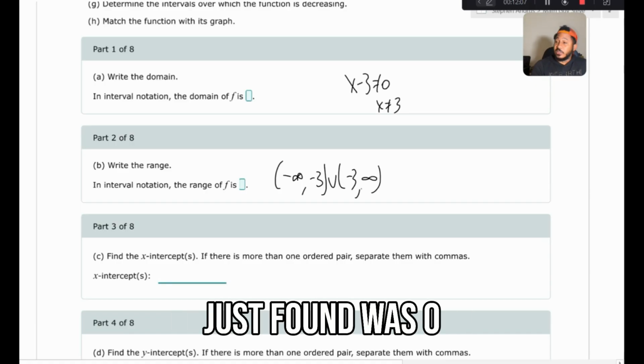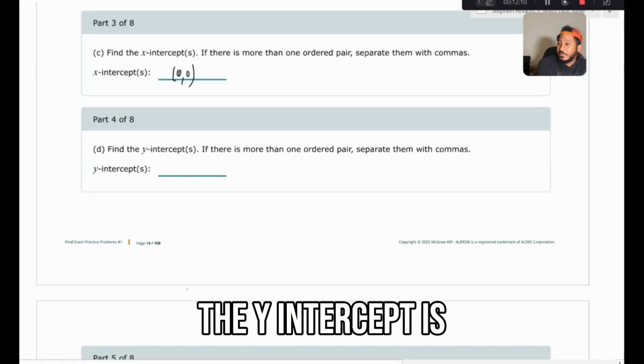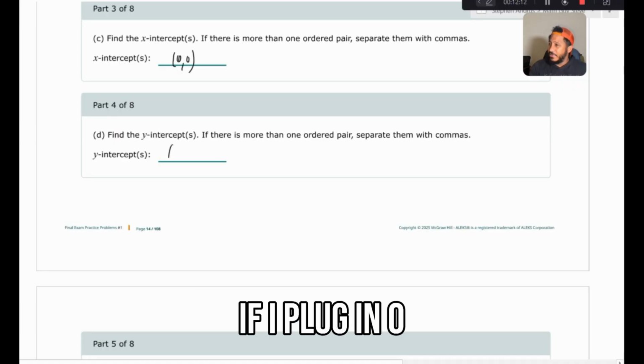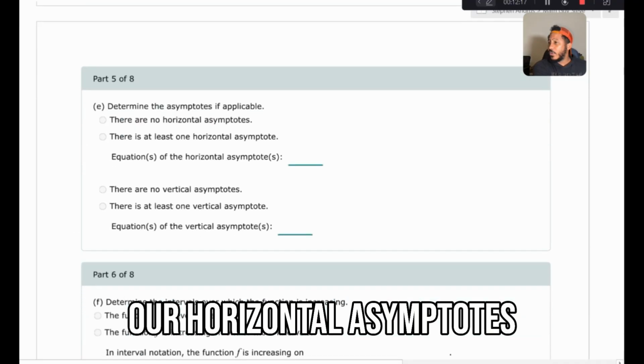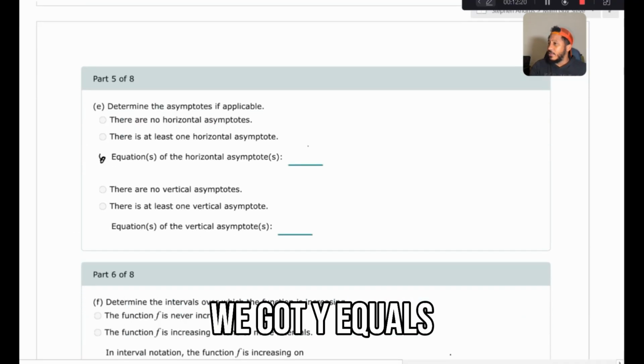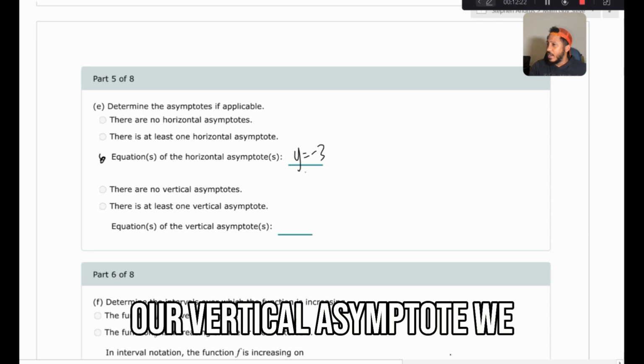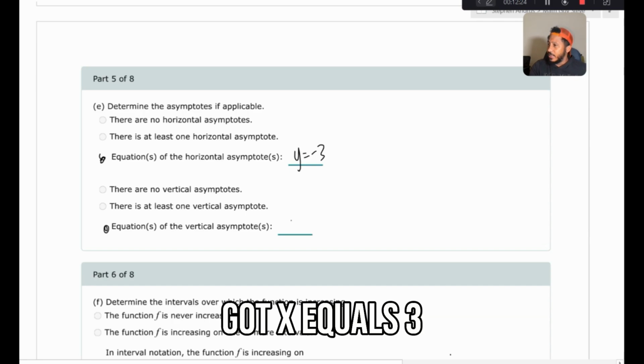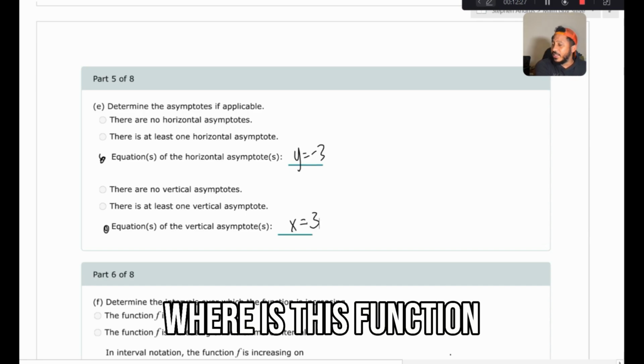The x-intercept we just found was 0, 0. The y-intercept is also 0, 0. Right? If I plug in 0. Our horizontal asymptote, we got y equals -3. Our vertical asymptote, we got x equals 3. Where is this function increasing and decreasing?